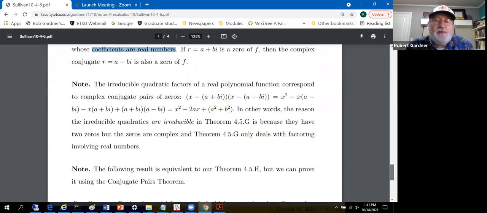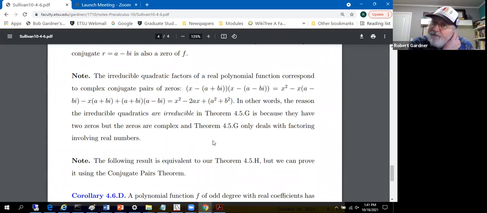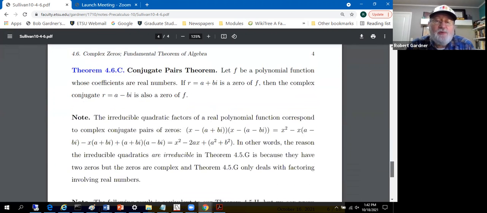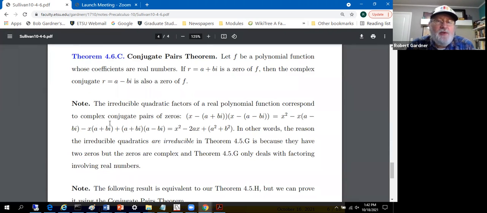A little comment in the notes about an implication of what happens from having this conjugate behavior. The irreducible quadratics of a real polynomial function, this existing by, again, theorem 4.5.g: every polynomial function with real coefficients can be uniquely factored into a product of linear factors and irreducible quadratics. About those irreducible quadratics, they correspond to this behavior of complex conjugate pairs of roots of a real polynomial function. For example, we saw if a plus bi was a root of such a polynomial function, then so is a minus bi.